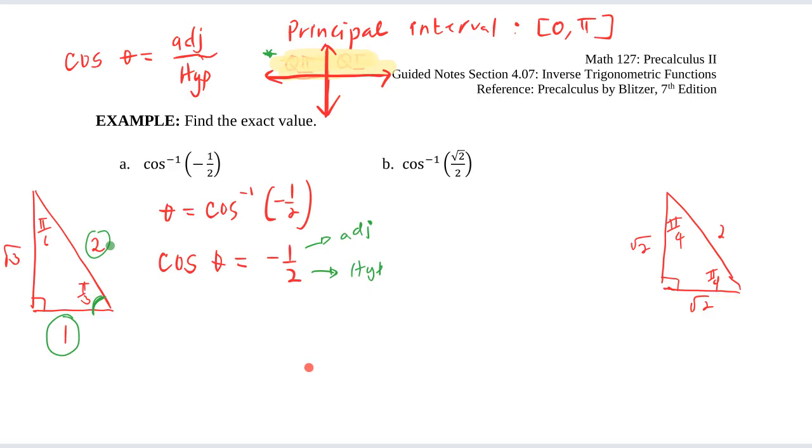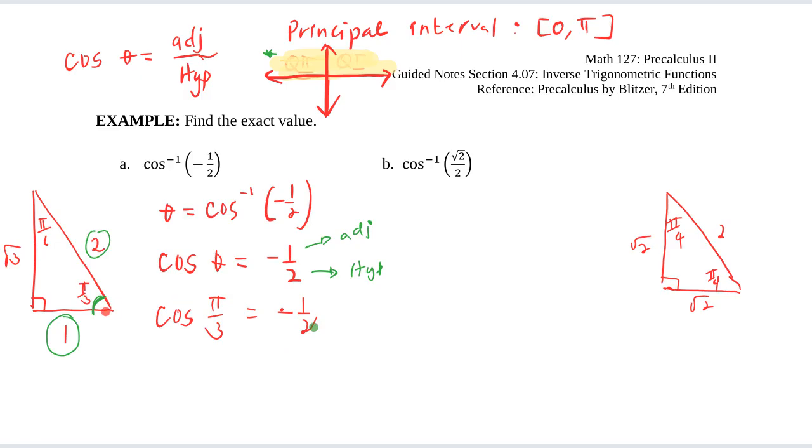If I rewrite that now with that angle, we say that cosine pi/3 is equal to -1/2.